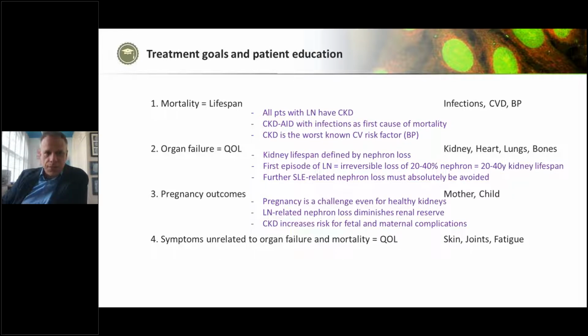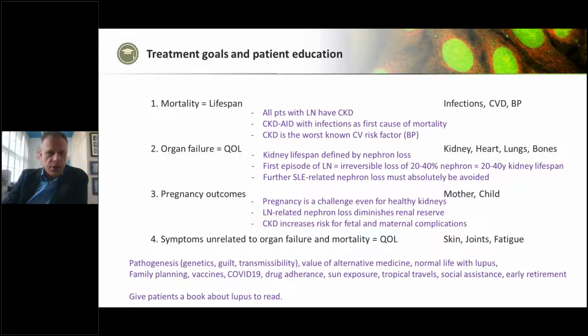Then pregnancy is a major treatment goal, because we are dealing mostly with young females that more or less all want a healthy pregnancy. And healthy pregnancy is already a challenge for healthy kidneys. So imagine people that have already lost 20, 30% of their nephrons. So that will always end in severe hyperfiltration and puts the fetus and the mom at risk. So that's why careful counseling is very important. And then we need to inform the patient about the pathogenesis.